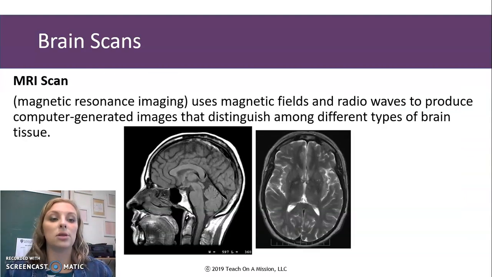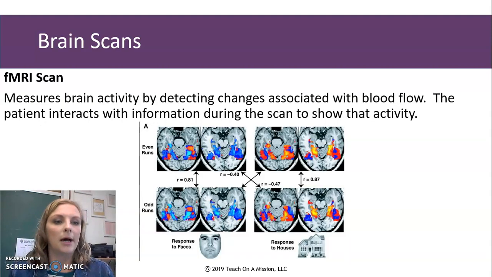MRI scans are the next, a magnetic resonance image, and this is using magnetic fields and radio waves to give us an image that looks somewhat like an X-ray, except it's looking at soft tissue and not at bone. So we can look at the different structures of the brain. It's mainly used to see if a structure in the brain is damaged, if it's missing, if it's too big, too small, etc.